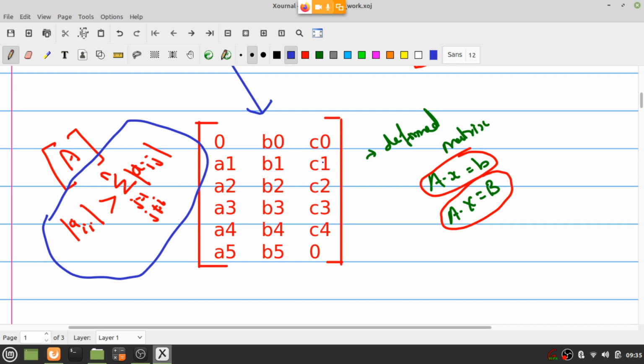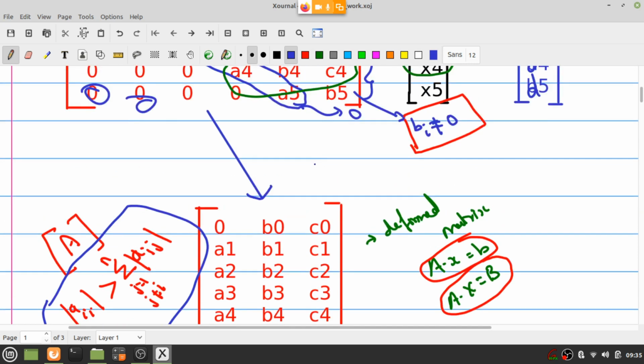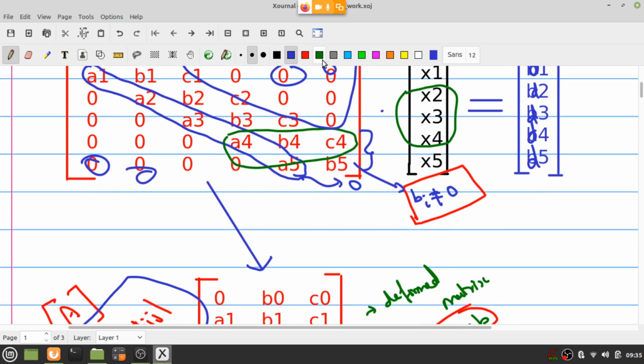So if your matrix is diagonally dominant, then you will never face this problem of pivoting. It will always be diagonally dominant, and you don't have to use pivoting. All you can do is, sometimes, reframe your problem such that it will always be diagonally dominant.